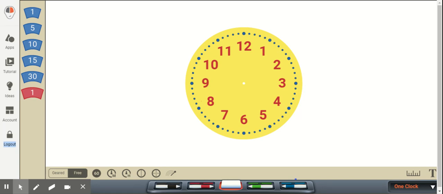All right, I'm done. Okay, so remember again, this is the long hand. That's your minute. That's your short hand in red, and that tells you the hour.